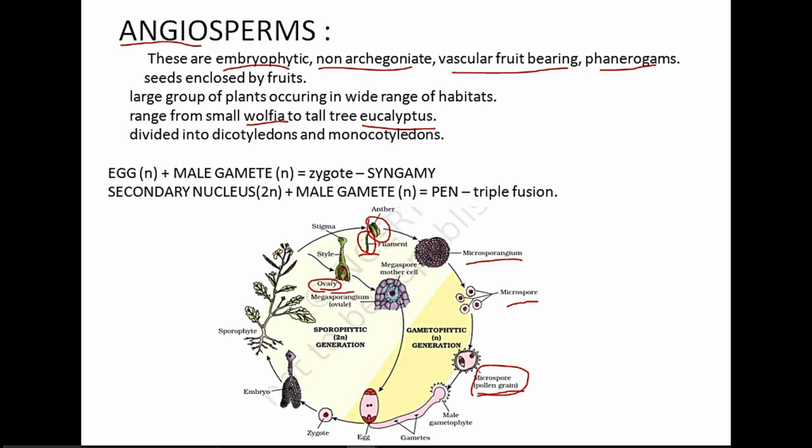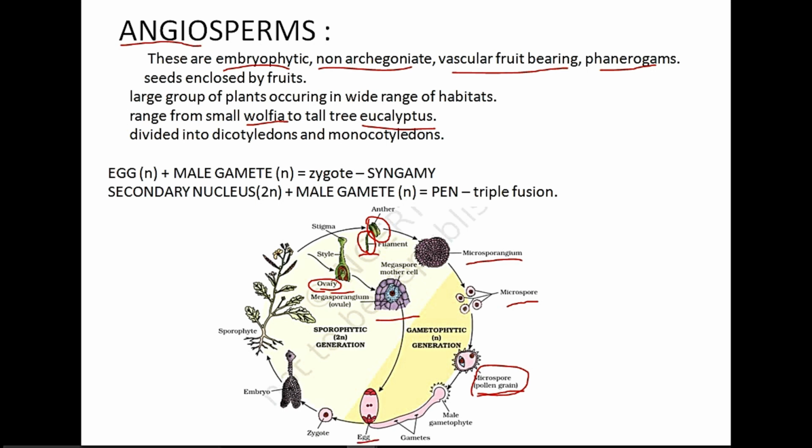So, within ovules, a megaspore mother cell undergoes meiosis and produces 4 megaspores. This is a megaspore mother cell which undergoes meiosis and produces the 4 megaspores, and usually one megaspore develops into a highly reduced female gametophyte termed embryo sac, which is nothing but the egg.